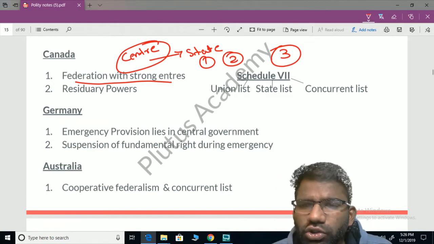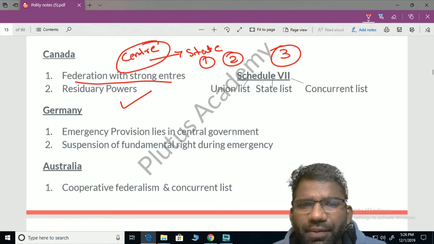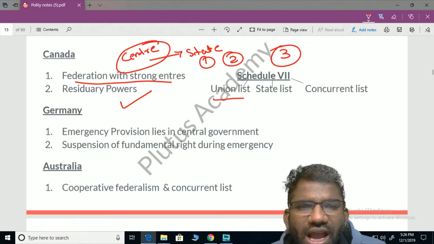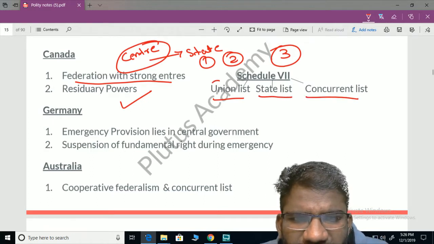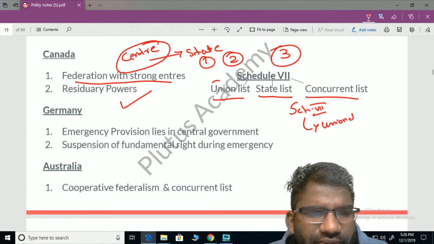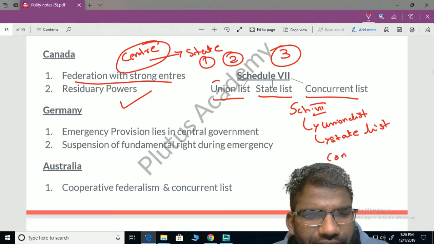And we also took the residuary powers from Canada's constitution. What are residuary powers? In our country, the lists of subjects are divided into three. In the constitution, Schedule 7, there are three lists mentioned. One is the union list, number 2 is the state list, number 3 is the concurrent list.